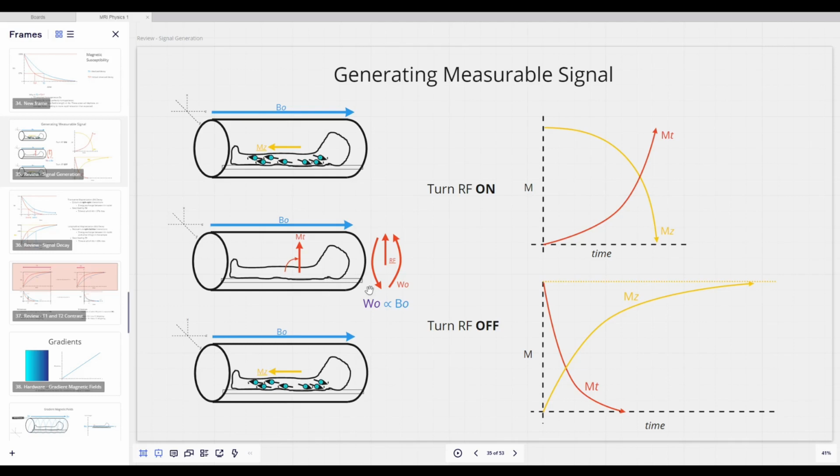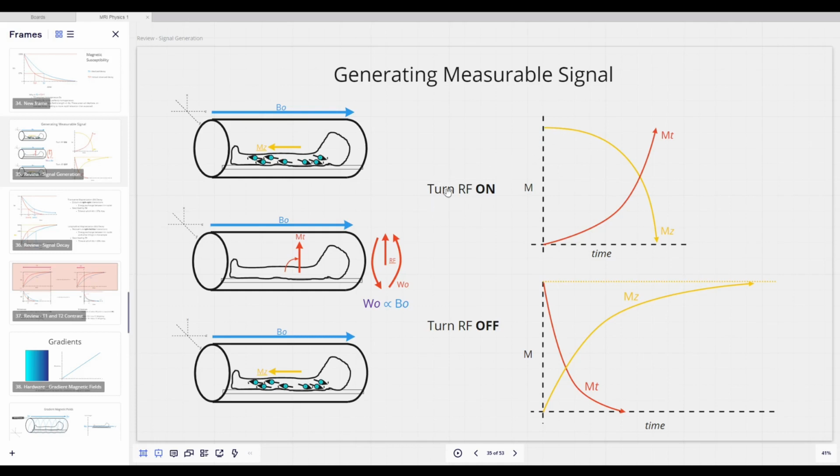And then we decided that to exploit the difference between tissues and to start generating some contrast in our image, we're actually going to turn our RF pulse off. And we're going to watch the system decay back down to where it was initially up here. So what I've diagrammed out for you is basically the sequence of events. This is the patient just chilling in the scanner up at the top. We turn our RF pulse on here. And what happens to our vectors is diagrammed right here.